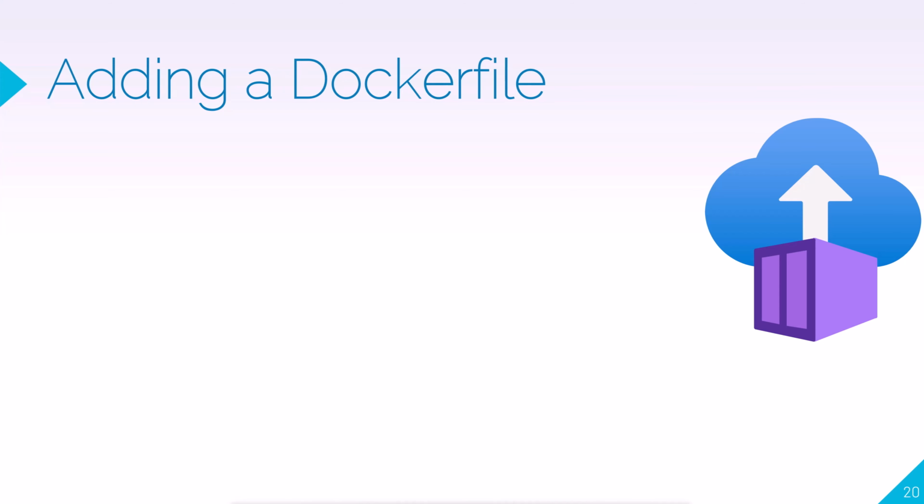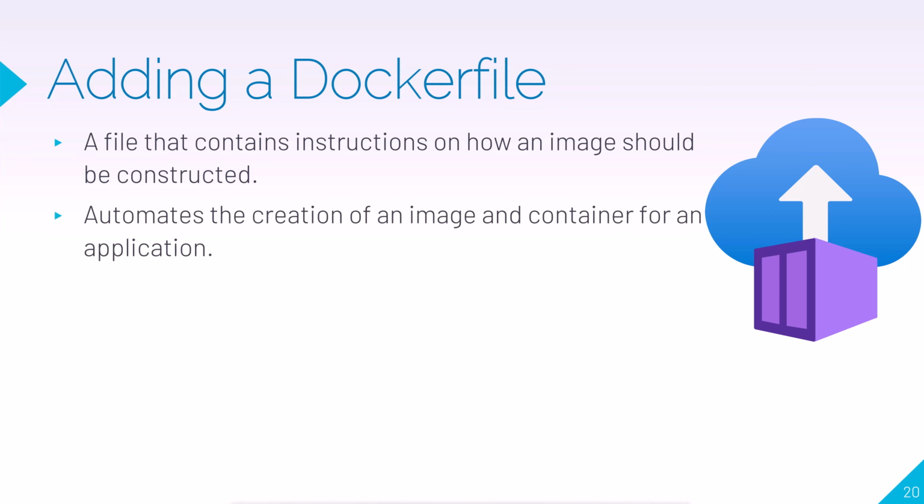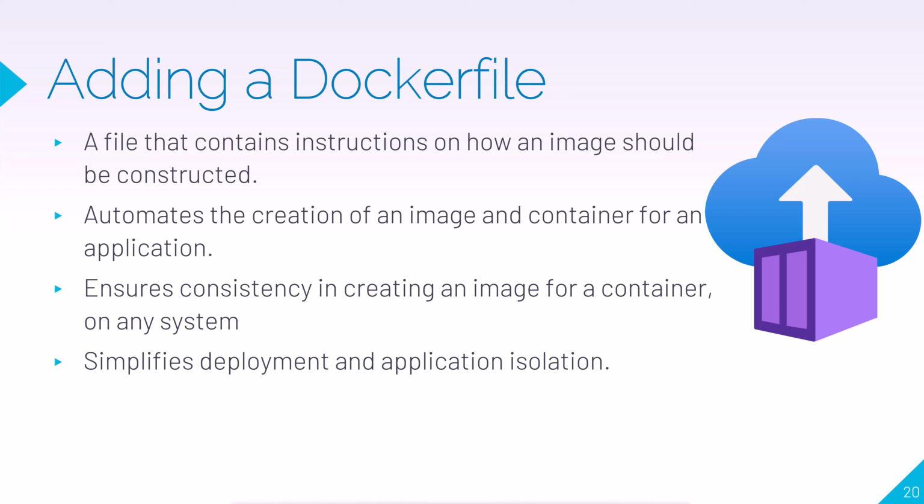All right, so now we're going to discuss the concept of a Dockerfile. So a Dockerfile is a file that contains instructions on how to build an image, or how the image for the application should be constructed. Essentially, it automates the creation of an image and the container for an application. This ensures consistency in creating an image for a container on any system. It simplifies deployment and the application isolation. So now we're going to jump over to Visual Studio and we're going to look at how we add one in Visual Studio, and then we'll look at how we add one in Visual Studio Code.